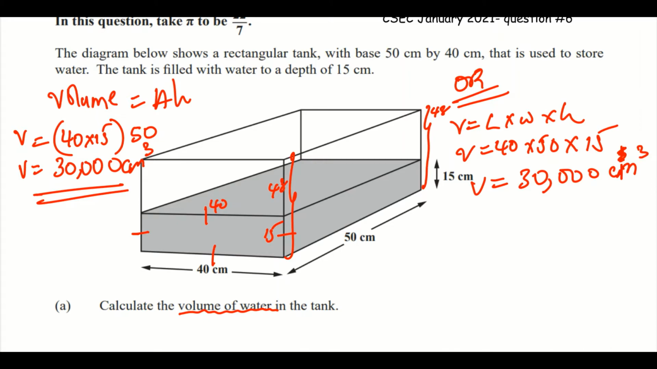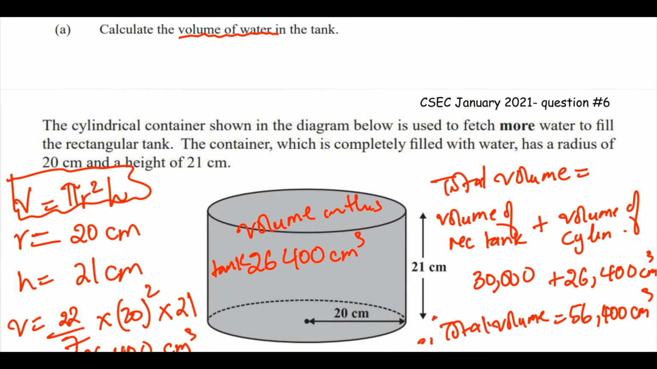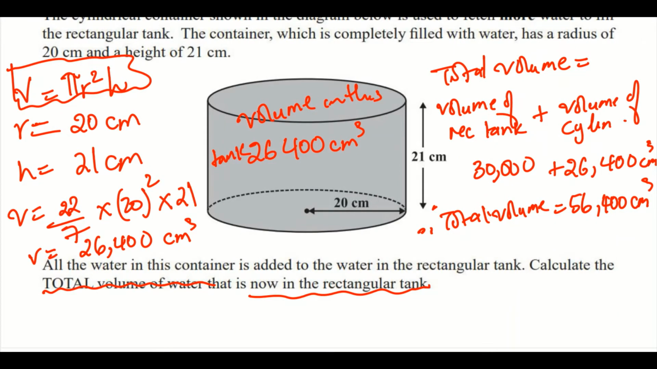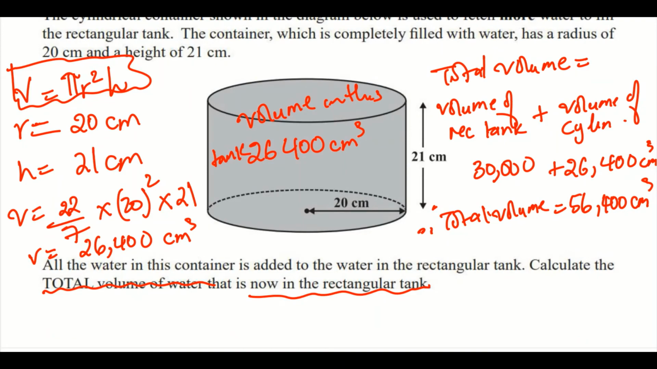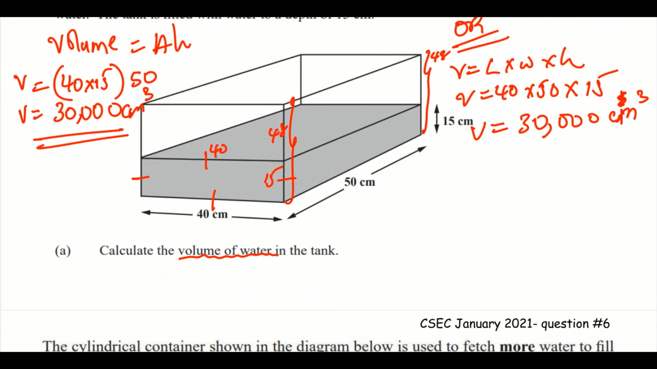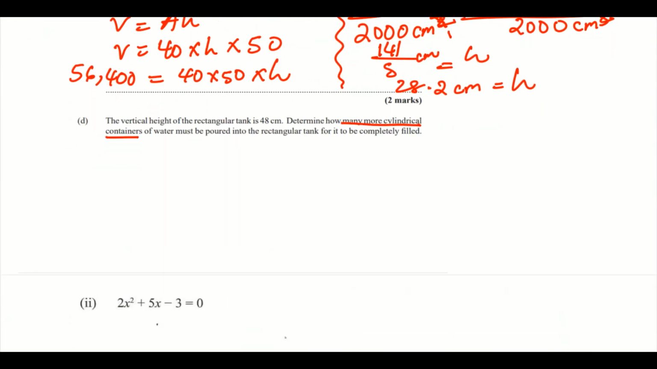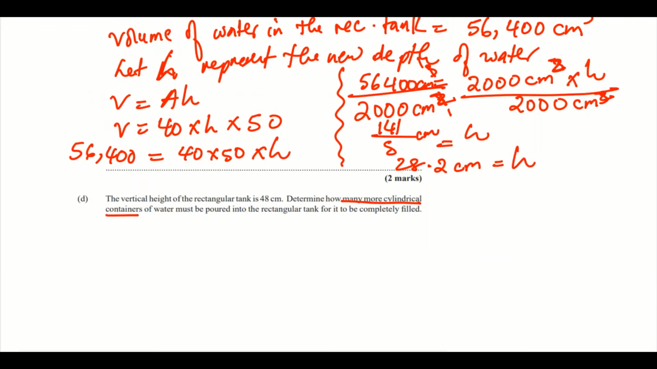Hence, they're asking how many more containers of this water we have to pour to completely fill up the rectangular tank. So let's write down what we already know. We know the volume, or we can find the volume of the rectangular tank, the total capacity of water that it can hold.